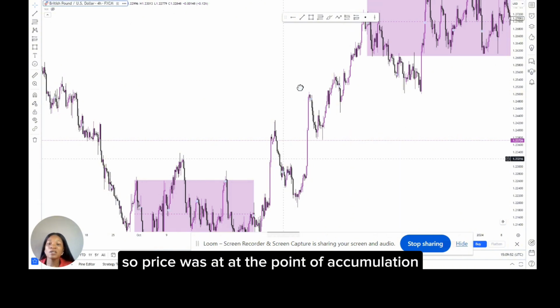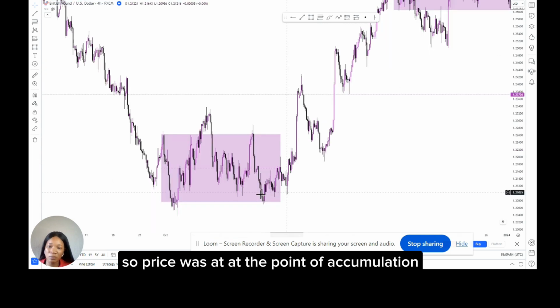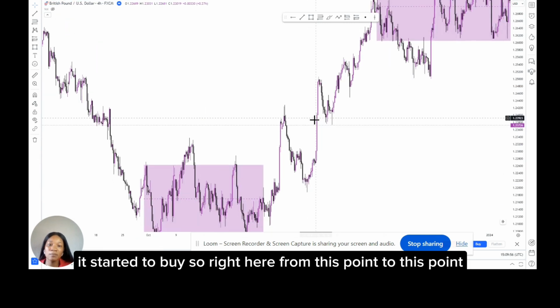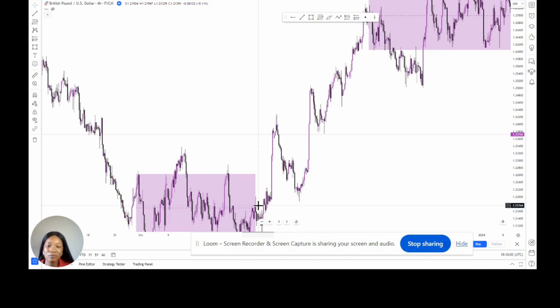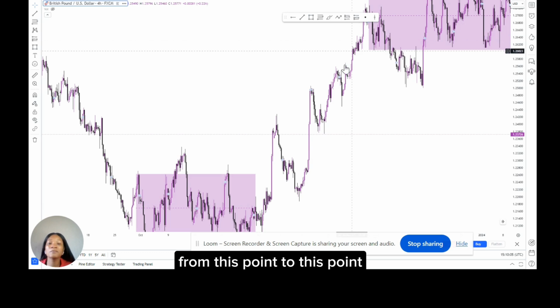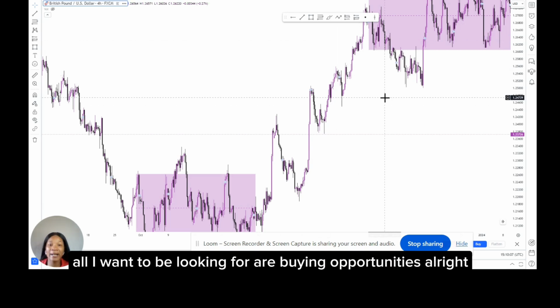All right, so price was at the point of accumulation. When it finished accumulating, it started to buy. So right here, from this point to this point, all I want to be looking for are buying opportunities.